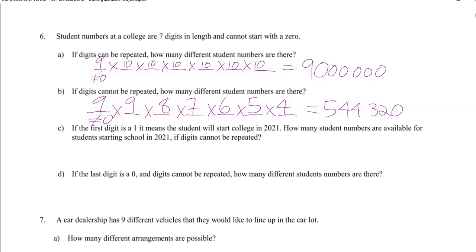First digit is a 1. It means the student will start college in 2021. How many student numbers are available for students starting in 2021 if digits cannot be repeated? Okay, give it a shot. You have all the tools you need. 2 examples. Well, one example that's on point.